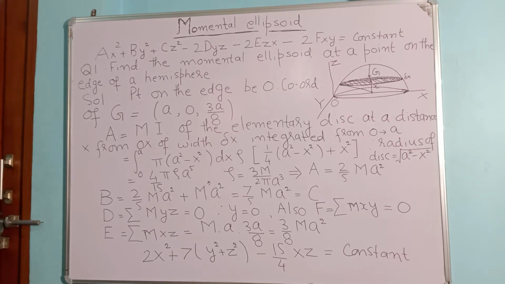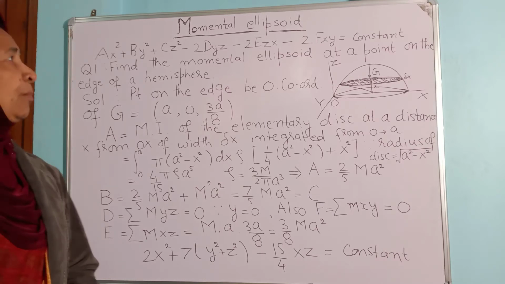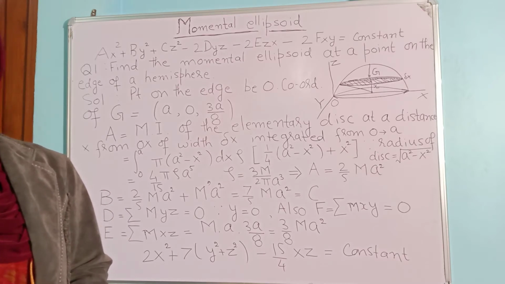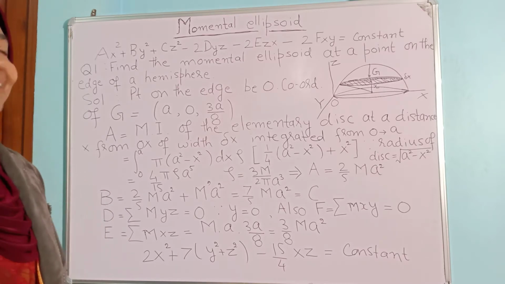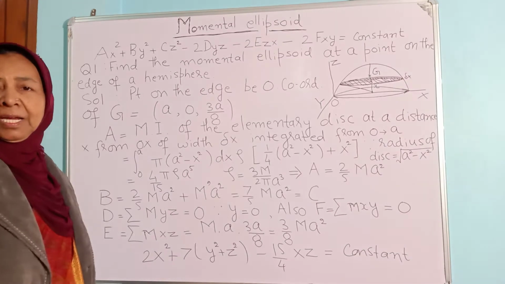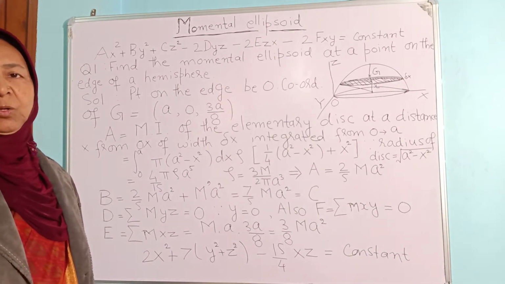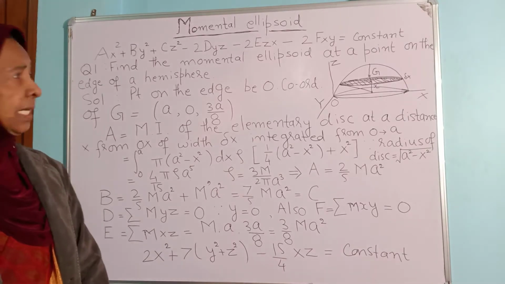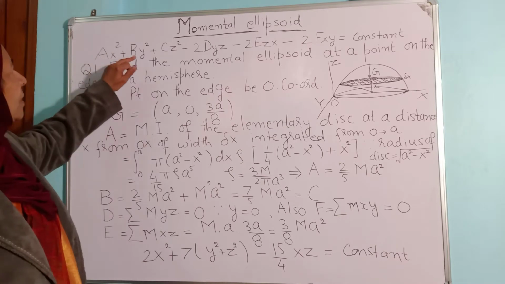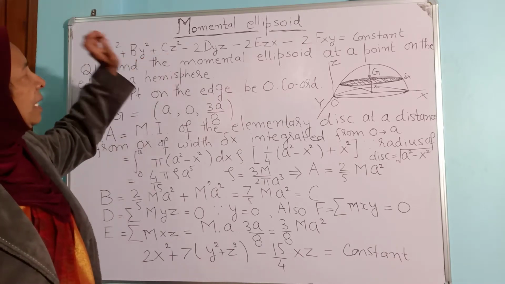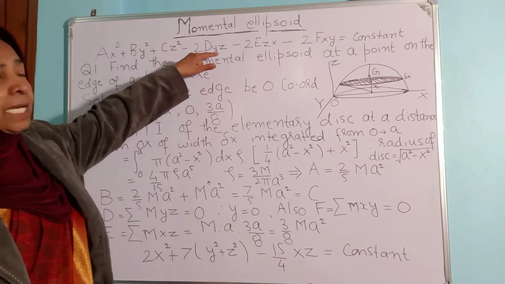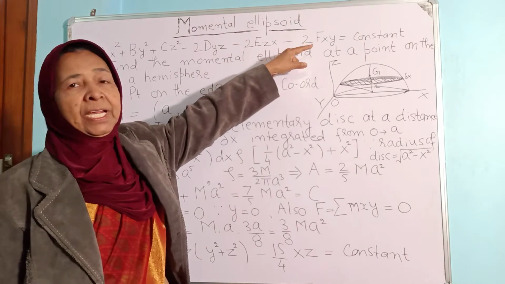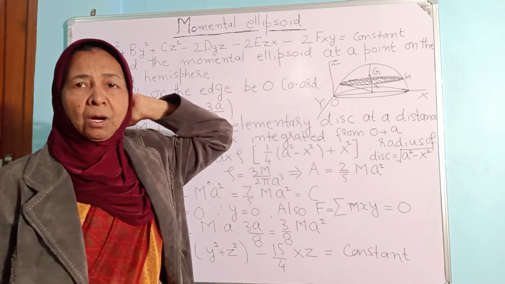So today I will be taking some problems of momental ellipsoid after a small gap. We have already discussed what is momental ellipsoid, and the equation of momental ellipsoid is Ax² + By² + Cz² − 2Dyz − 2Ezx − 2Fxy = a constant.